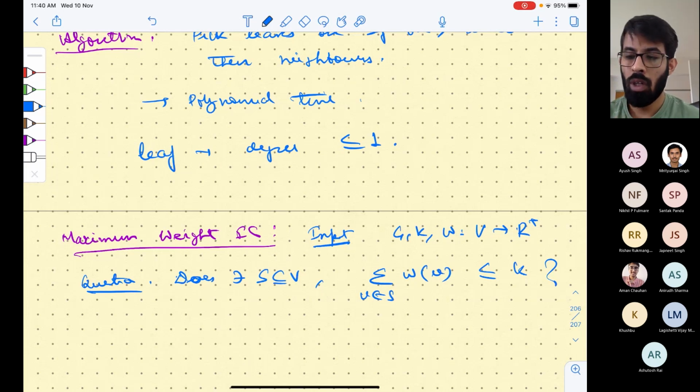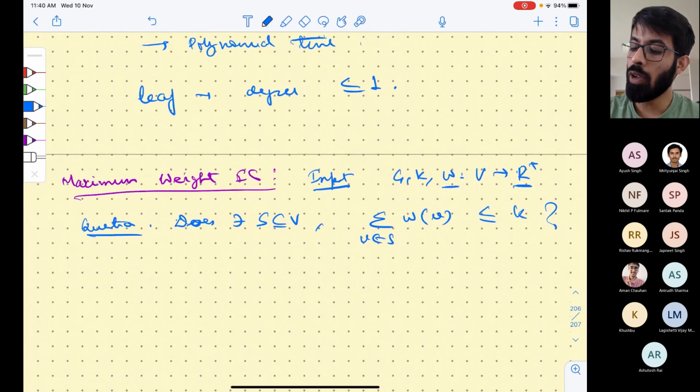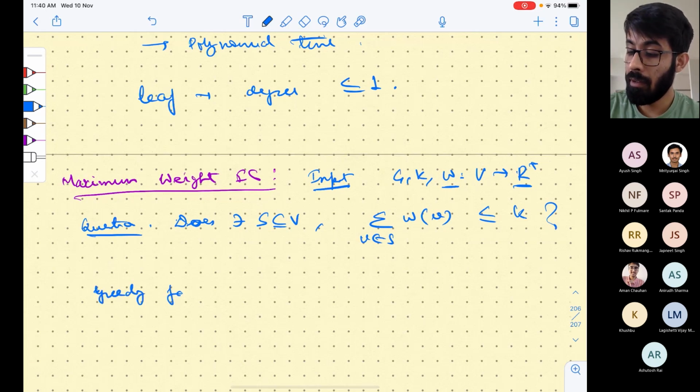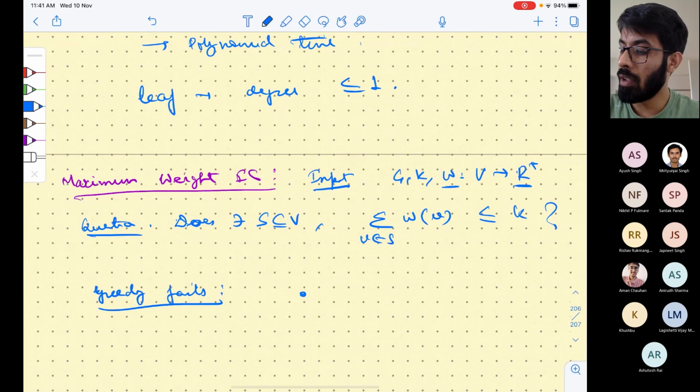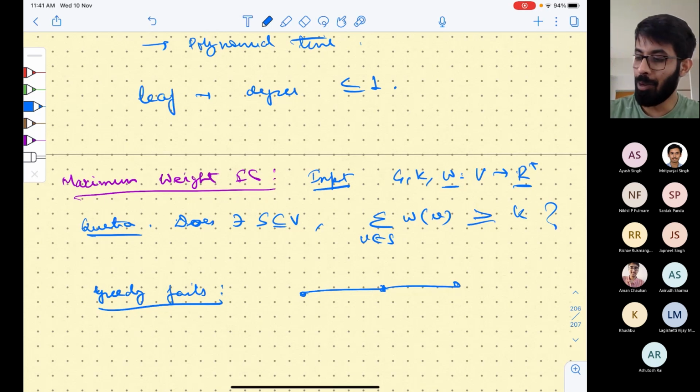Now you don't count each vertex as one. Now you are given a weight function, right? And now the greedy will fail. Why does the greedy fail? Any example or any idea? The neighbor of the leaf could have a very high weight. Exactly. This is a maximization problem, thank you for saying it the other way.